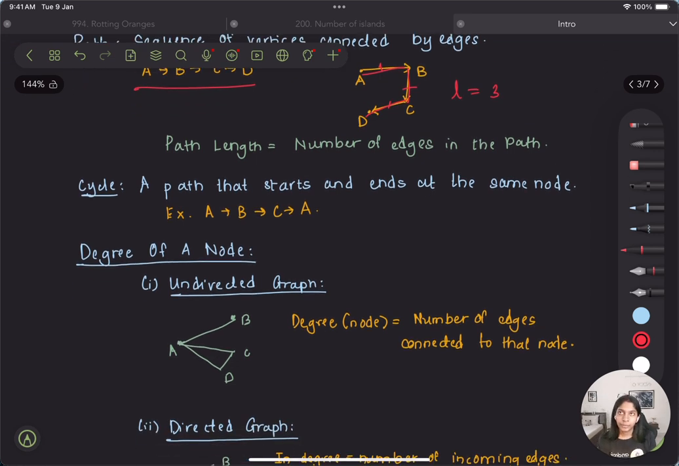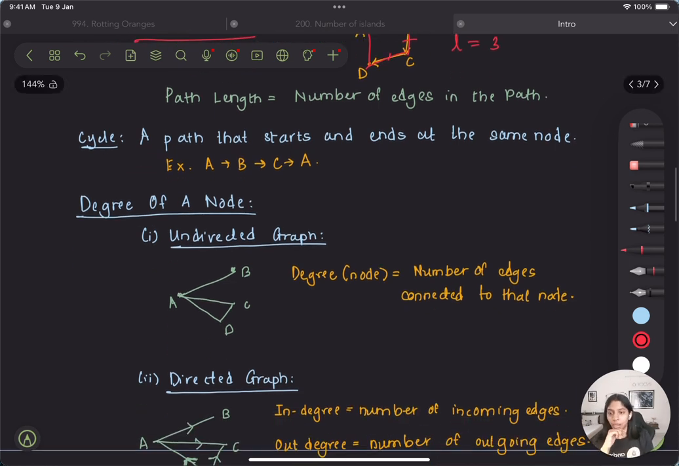Okay, and a cycle is when you start at one node and then you end back at the same node. So if I were to draw another edge over here and D was connecting back to A, then we could say that there was a cycle. So yeah, starting and ending at the same node.